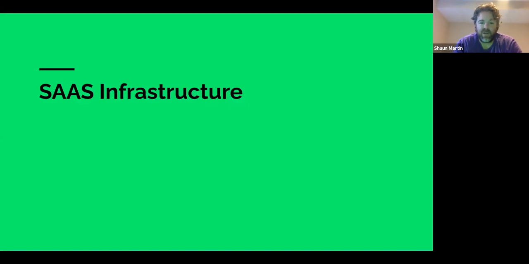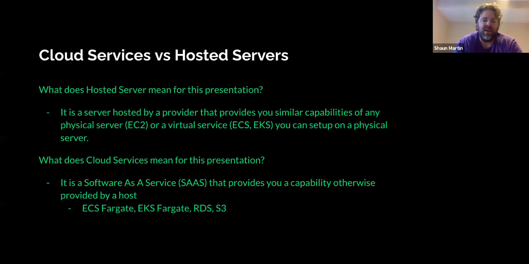I'm going to cover what I'm considering software as a service infrastructure in this talk. So cloud service versus hosted service. What do I mean by hosted server for this presentation? It's basically a hosted server provided by a provider. So like EC2 is a hosted service, ECS, EKS, they're all virtual services. Also the same is true with some of the database offerings that AWS offers. They help you set up and manage, but you still have hosts and, well, not physical, virtual infrastructure you have to manage and upgrade and maintain.